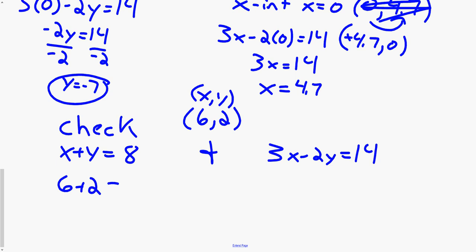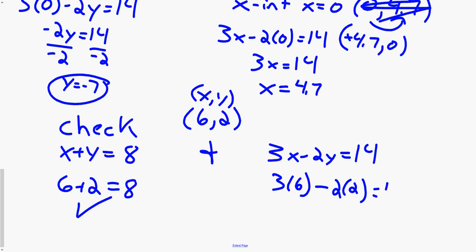6 plus 2, does that equal 8? Yes, so that's good. Do the same over here. 3 times 6, take away 2 times 2. 18 minus 4. What does that equal? 14. All right, cool. My work's done.